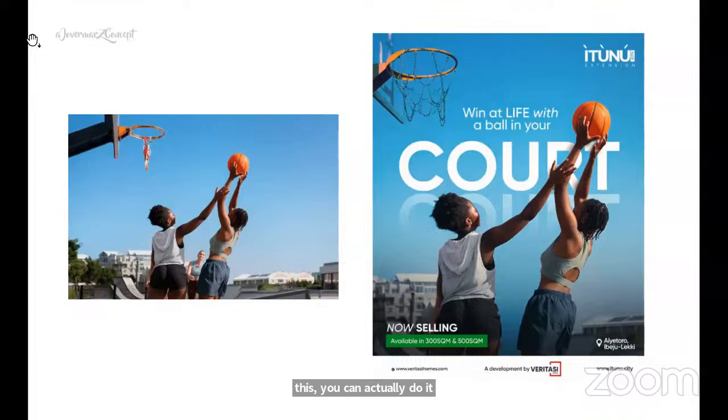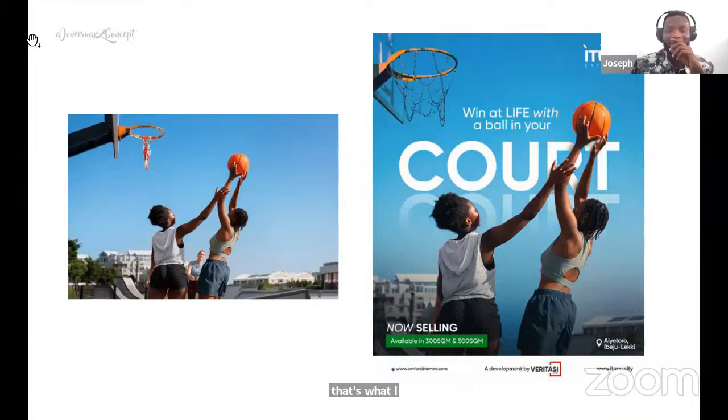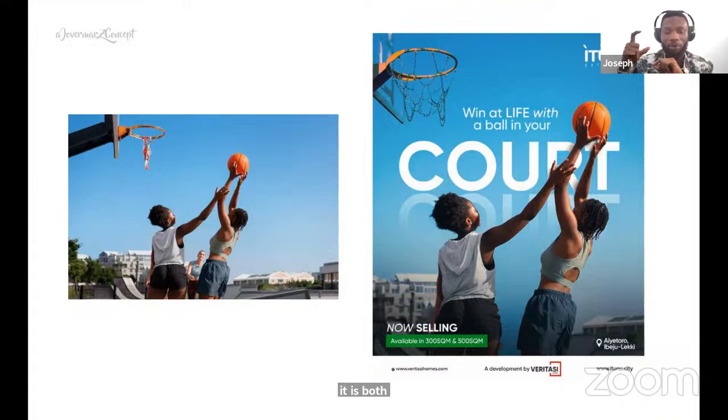So they are not actually saying a court will be part of that. Yeah, a basketball court will be part of the perks that come with it. So this is speaking metaphorically using a picture. That's what I see it as. Okay, so that's a smart one, right? But let me just help you clear that. It is both a basketball court as a facility and a metaphor.